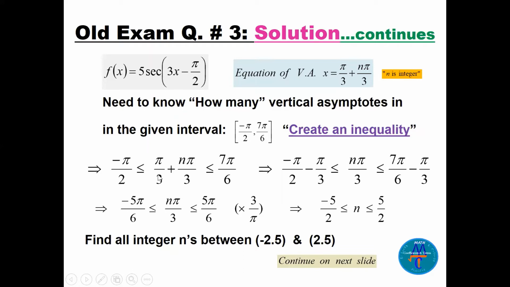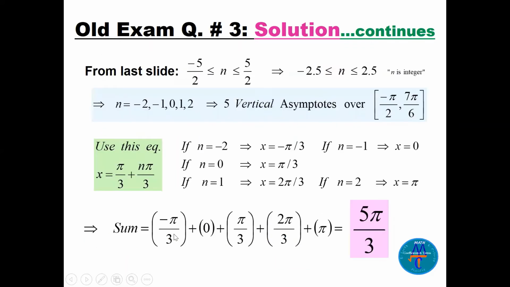So we subtract now pi over 3 from every side, and then we multiply by 3 over pi. So what do we get here? We get minus 5 over 2 less than or equal to n less than or equal to 5 over 2. So we need all the n's between minus 2.5 and 2.5 closed. But remember, n should be an integer. Let's find all these n's. So it will be minus 2, minus 1, 0, 1, and 2.